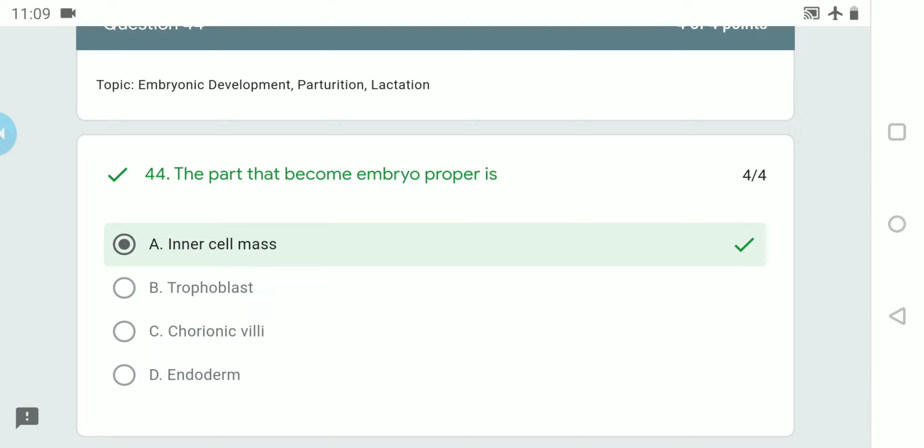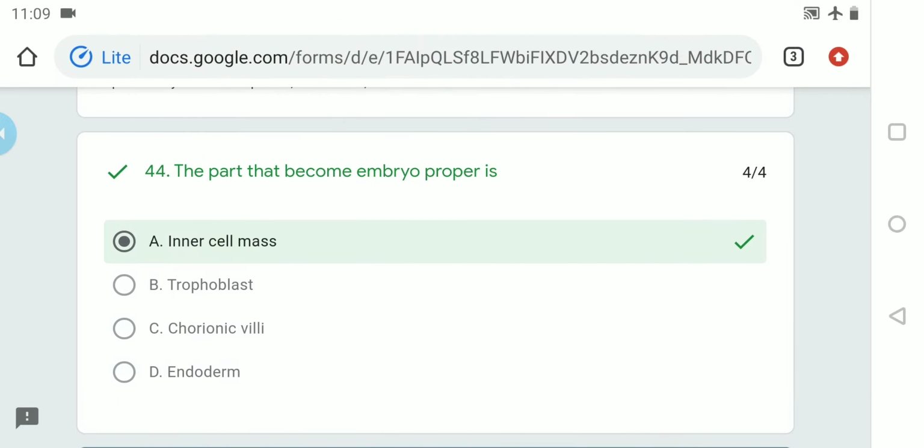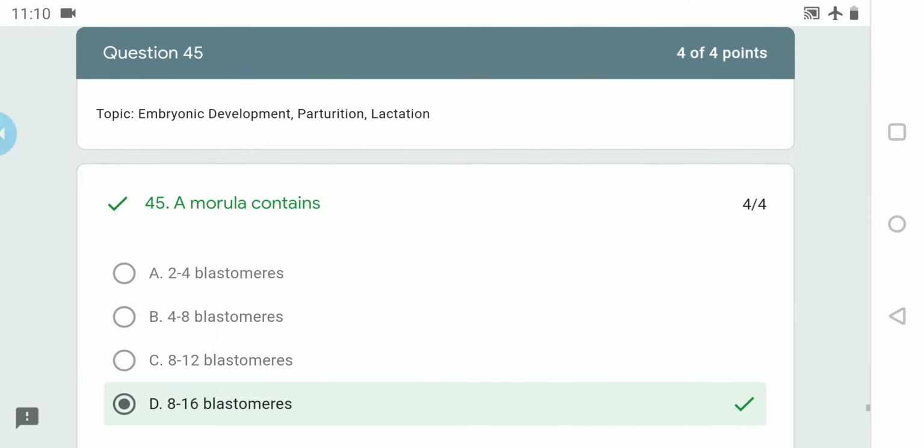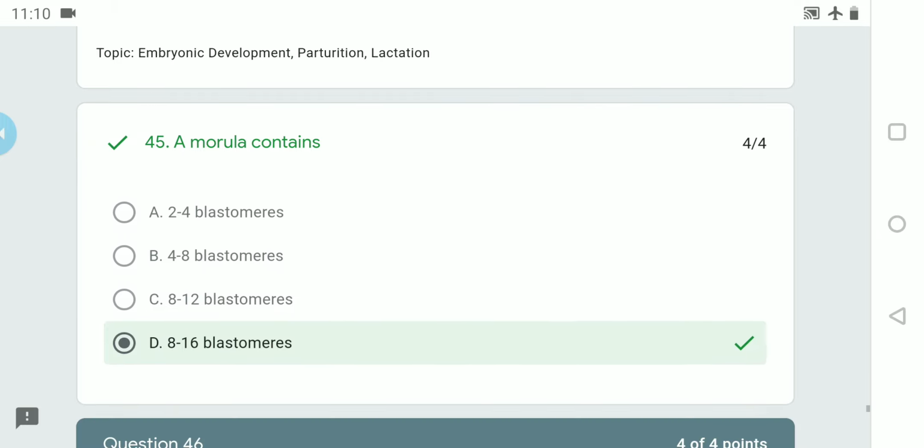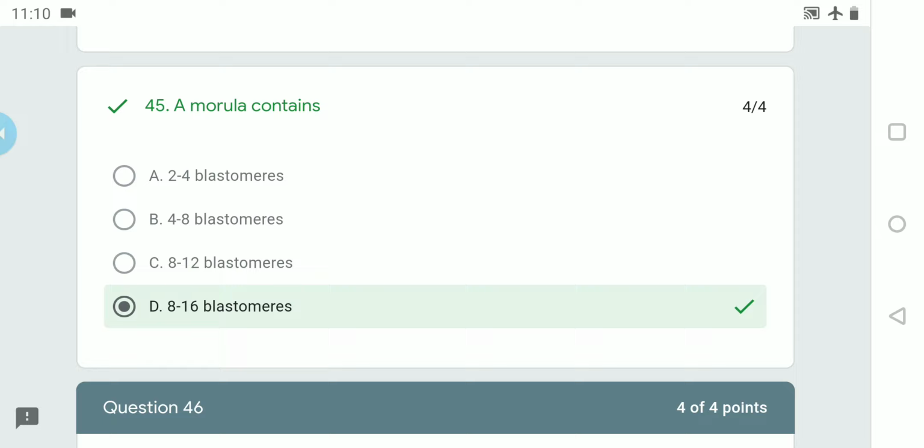Then the next question. Embryonic development, parturition and lactation. The part that becomes the embryo proper is called. Yes. When we were discussing embryogenesis, I told you, do you remember? The inner cell mass generally, isn't it? The inner cell mass becomes the embryo proper. Next question, also related to embryonic development, parturition, lactation. Morula contains, I told you just now, the embryo with 8 to 16 blastomeres is called morula. So which is the right option? Option D is the right option as well as the answer.